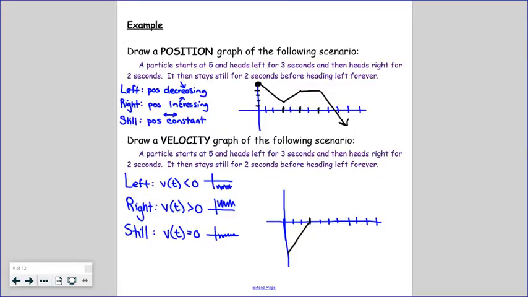Then it heads right for 2 seconds, and right needs to be above my x-axis. After 2 seconds, it's going to be still, so by the end of this, I want to be back to my x-axis. So all of that is above my x-axis. That's all positive, moving right. Then for the next 2 seconds, we are standing still, which means my velocity has a value of 0. So that would be along my x-axis. And then it heads left forever. So for the rest of time, my graph is going to be below my x-axis. Negative values.